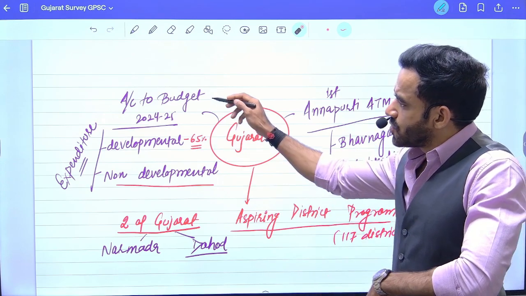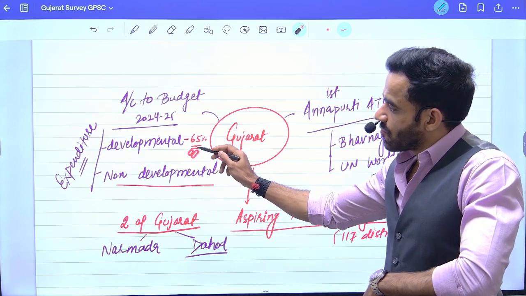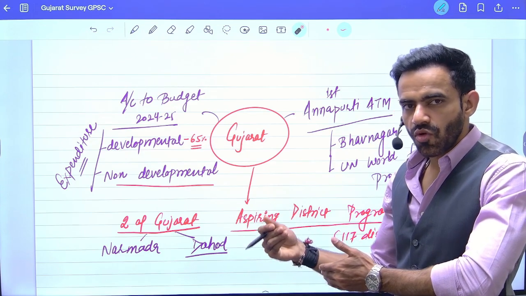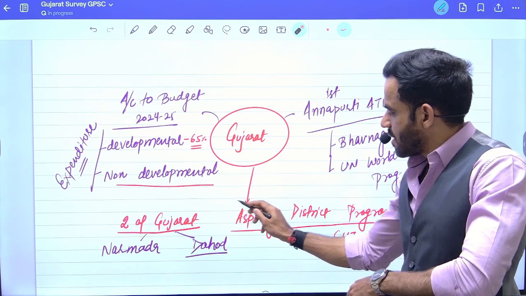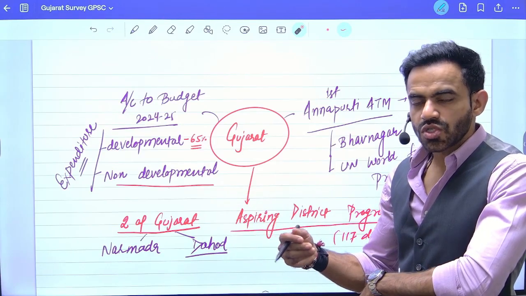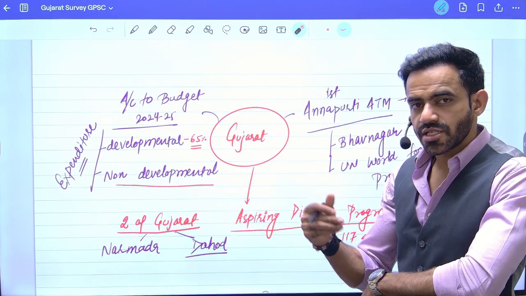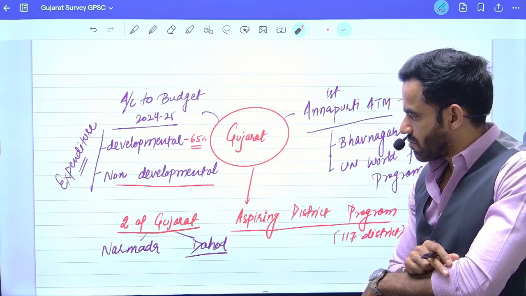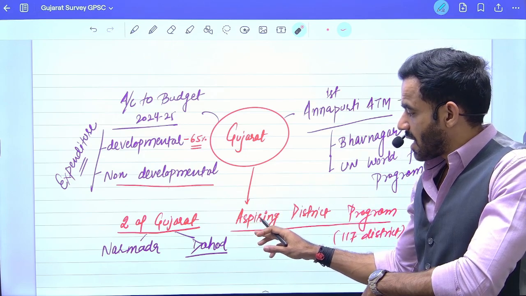Apart from that, according to the budget of 2024-25, that is the last budget, 65% expenditure of Gujarat was on developmental projects. So that shows that government is spending more and more money on productive activities. Now, there is an initiative of Niti Aayog, the Aspirational District Program. In this program, the most backward districts of India are selected for their performance evaluation. That means there is a competition among the most backward districts of India. Two districts are from this particular state, Gujarat. One is Narmada and second is Dahod.